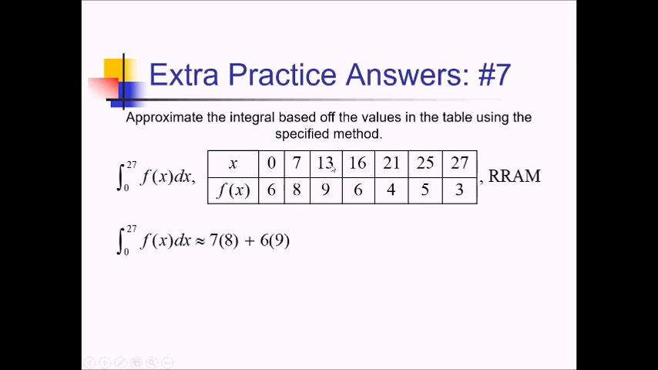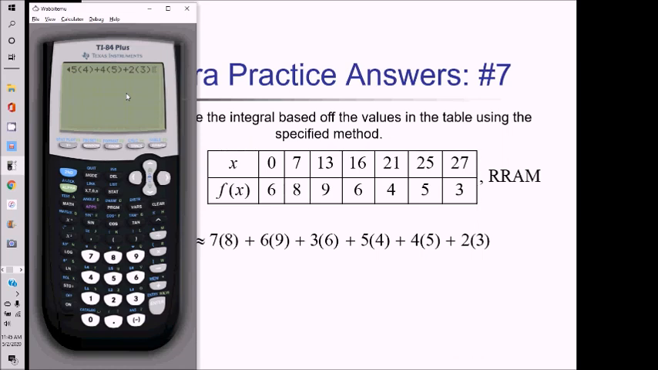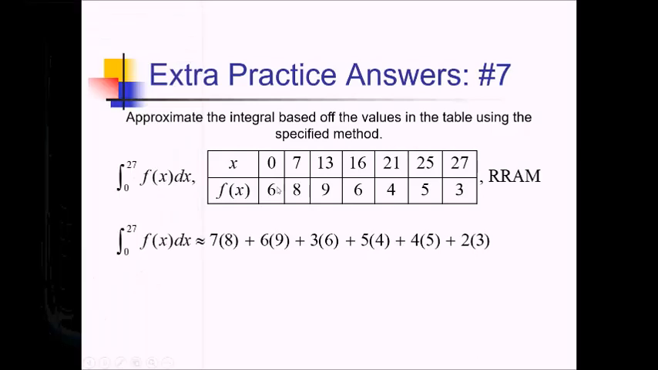After that, we have a base of 3 times a height of 6, a base of 5, height of 4, plus a base of 4 now times a height of 5. And then after that, we have a base of 2, height of 3. You could leave it like this or simplify it on the calculator. Let me just go ahead and see what this all comes out to. When I plug all of that in the calculator carefully, I end up with 174 as the final output.